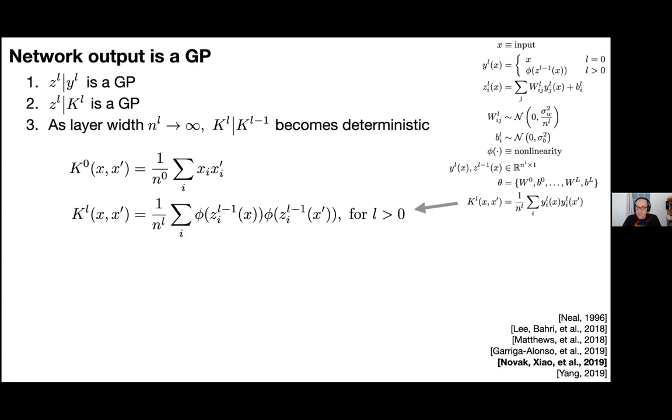So K0 is the data second moment matrix or Gram matrix at the input layer. KL is the Gram matrix of YL. YL, as you might remember from the definition of the neural network, is the activations after applying the nonlinearity. So YL is equal to phi of ZL minus one. And so we can take this definition for the Gram matrix and substitute phi of ZL minus one into the equation for KL.